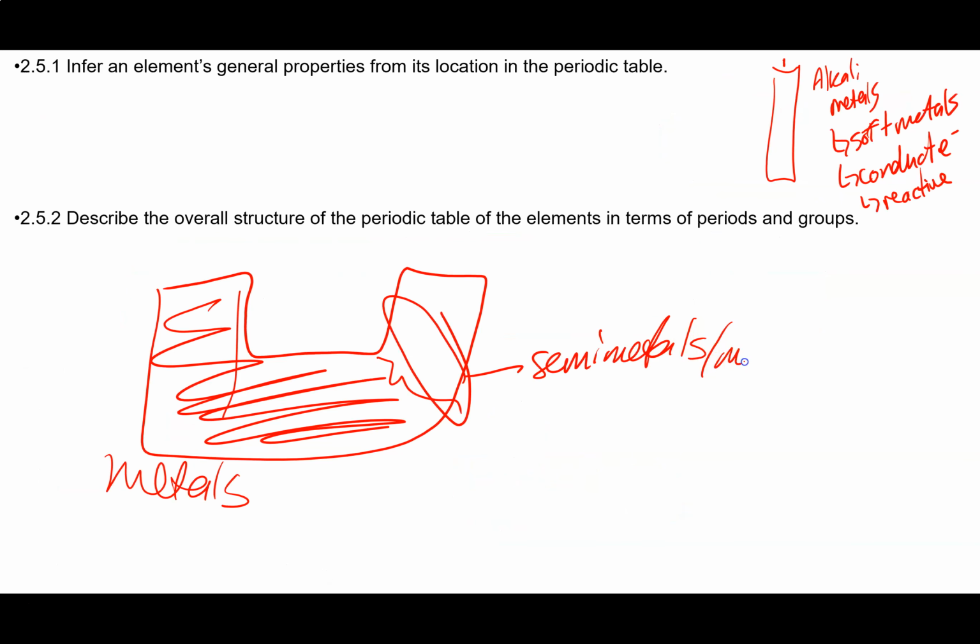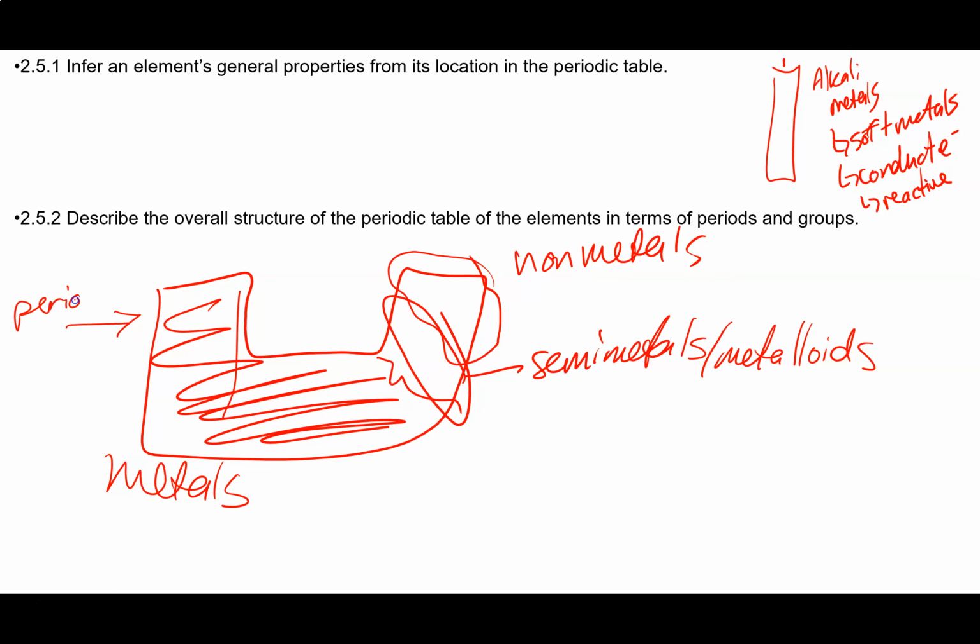Semi-metals or metalloids. Then we know up here are our non-metals. You know that as you go across, these are periods. You know, as you go down, these are groups.